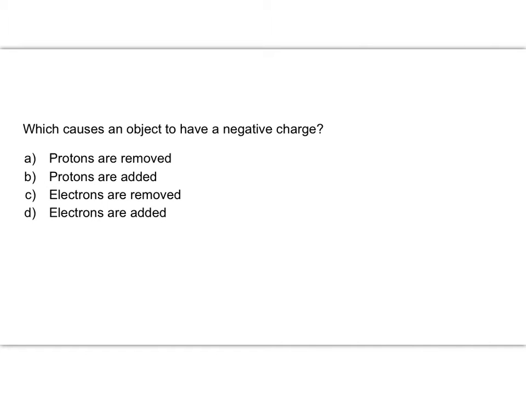Which causes an object to have a negative charge? Well, as we discussed in the last slide, the charge has to do with the balance between protons and electrons. What you have to remember for this question is that the number of protons in an atom does not change during any of these changes from neutral to positive or negative. The thing that changes is the electrons. And in order to have a negative charge, that means you need extra electrons. So the choice would be D, electrons are added. Remember, protons are never added or removed during a chemical reaction.